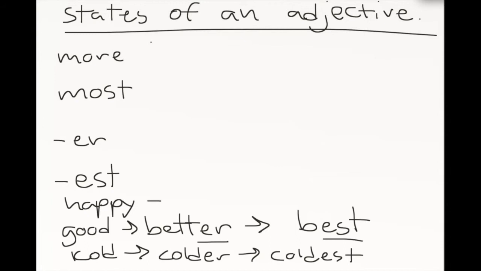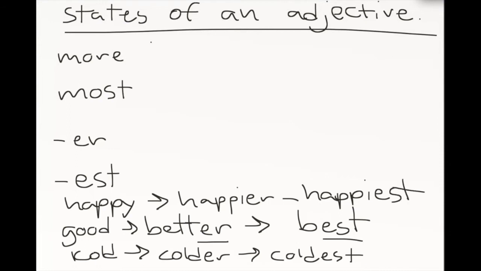Let's try happy. Happy's a good one. Happy is two syllables. That's what a syllable is: it's how many sounds a word has. So we have happy, happier, where the Y changes to an I, and then happiest, I-E-S-T. That is the happiest day of my life that I remember.